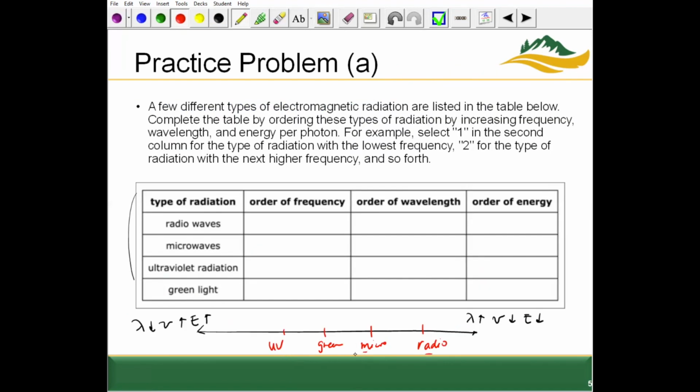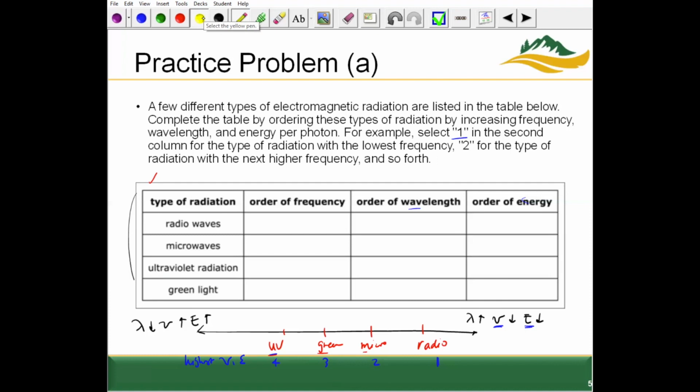So radio, micro, green light, UV radiation, now we can more easily rank all of these. So we're putting 1 as the lowest, 2 for the next highest, etc. Let's do frequency and energy. Let's rank those. Radio has the lowest frequency, the lowest energy, then we go up to UV having the highest frequency, the highest energy. Let's do wavelength now.